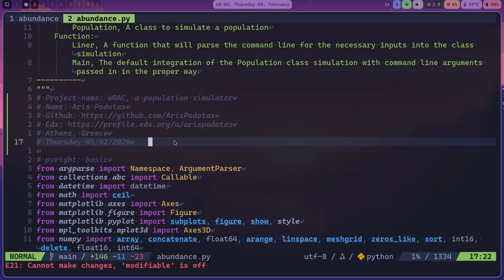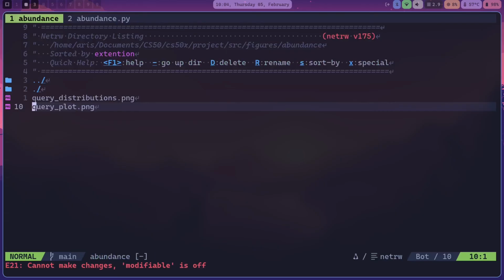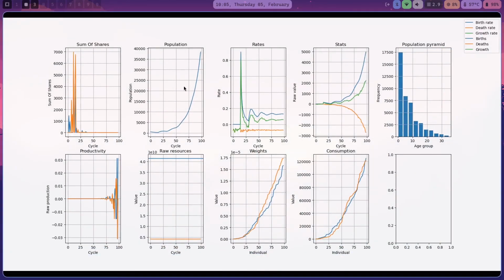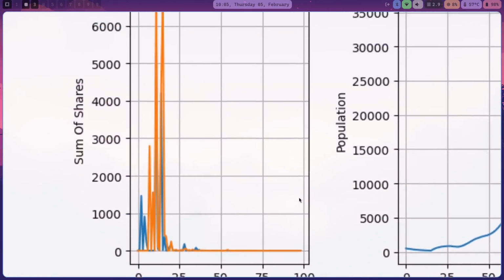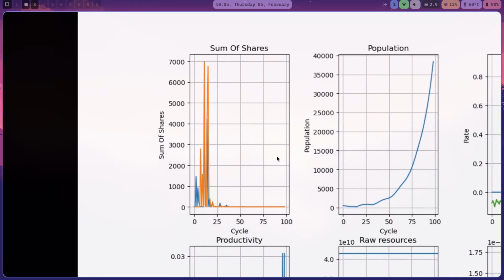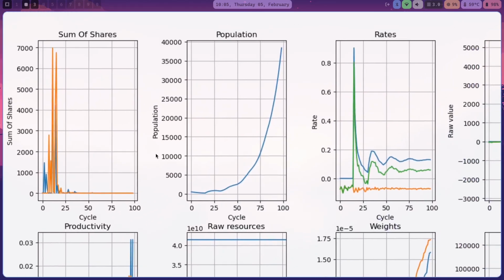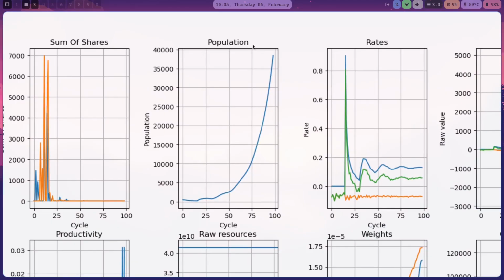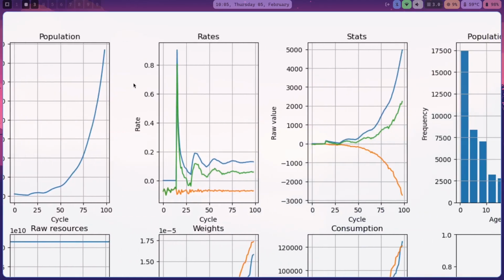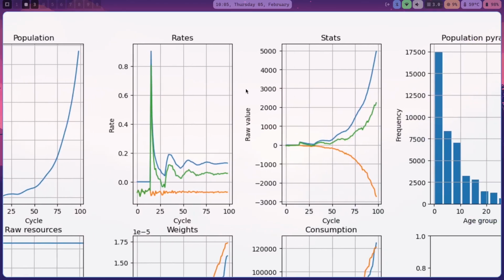Let's take a look at some of the visualizations that come out of the population simulator. It's called weighted relative abundance criterion because of the theoretical framework that is being used. Now, we have a bunch of different key features of the visualizations, like the sum of the shares, which has to do with summing the fair share of every resource for a specific subset of individuals. The population growth chart over here is essentially the population that grows up to 40,000 individuals at some point in the simulation.